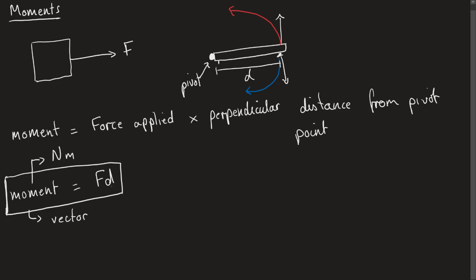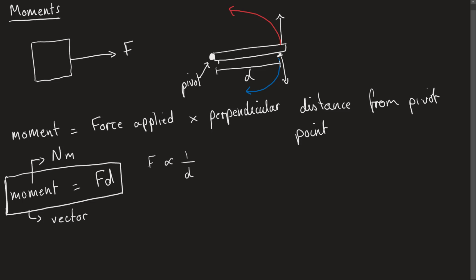Okay, this is essentially saying that the force is inversely proportional to the distance. So the closer you are, so the smaller the distance, the bigger the force has to be in order to produce the same moment. Okay, if your distance is very large, then your force doesn't have to be large, and you'll produce the same moment.